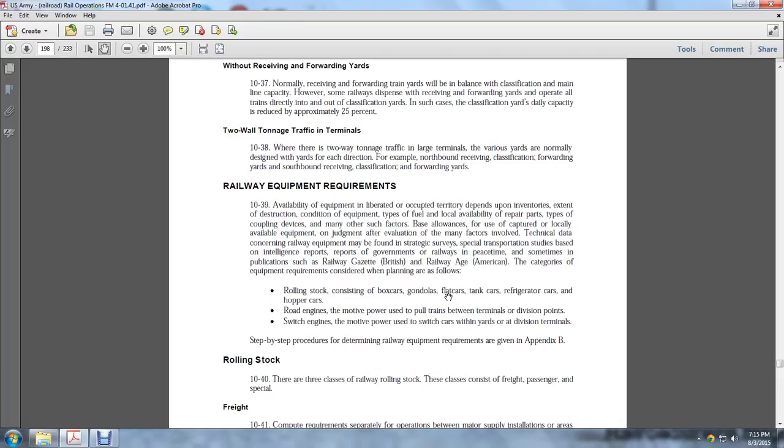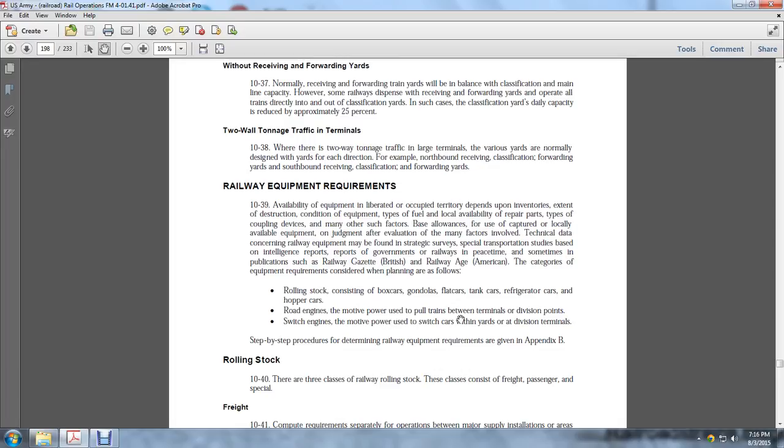Technical data concerned with the railway equipment may be found in the strategic survey. Initial transportation studies are based on the intelligence reports to the government on the railways in peacetime, sometimes in the publication of the Railway Gazette, British, or Railway Age, American. The categories of equipment to consider in the planning are the following: rolling stock, consisting of boxcars, gondolas, flat cars, tank cars, refrigerator cars, and hopper cars.